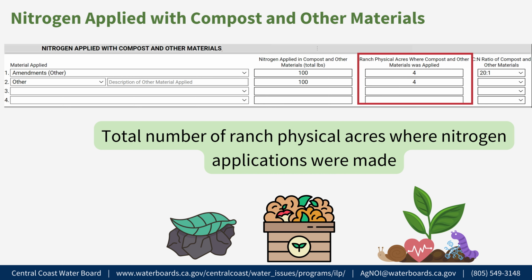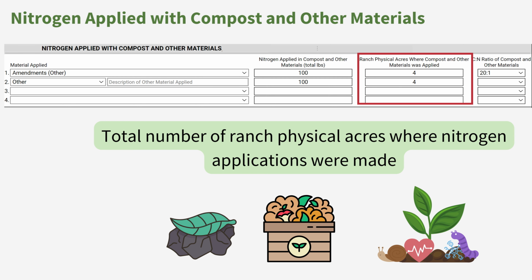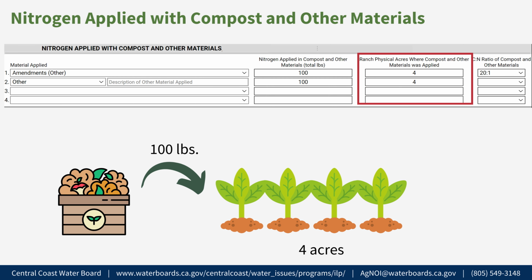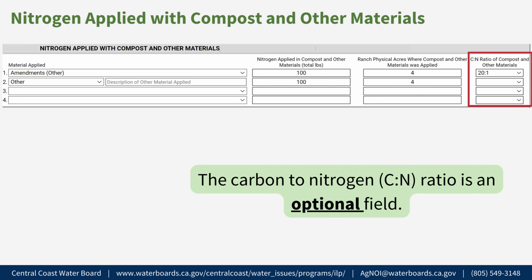Next, report the total number of ranch physical acres where nitrogen applications from compost, amendments, and other materials were made. For example, if you applied 100 pounds of nitrogen in your compost to all 4 of your ranch acres, report 4 acres. You can report the carbon to nitrogen ratio, but this is an optional field.